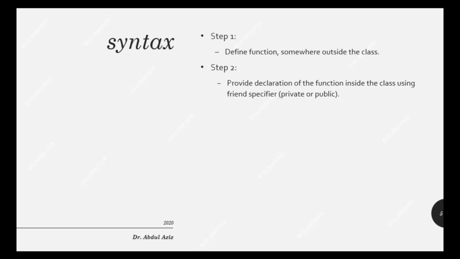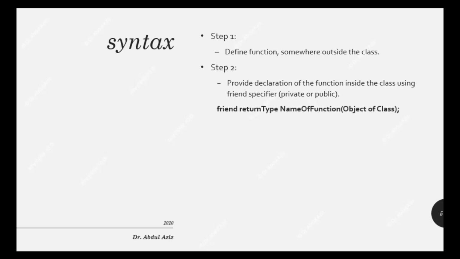We can place this declaration either in the private area or in the public area. The private or public specifier does not work on friend, and the only reason is that this function is not available in my class. So when the function is not available in my class, it doesn't matter whether it has been placed in private or in public, because this is just a declaration. The definition is already placed outside the class.